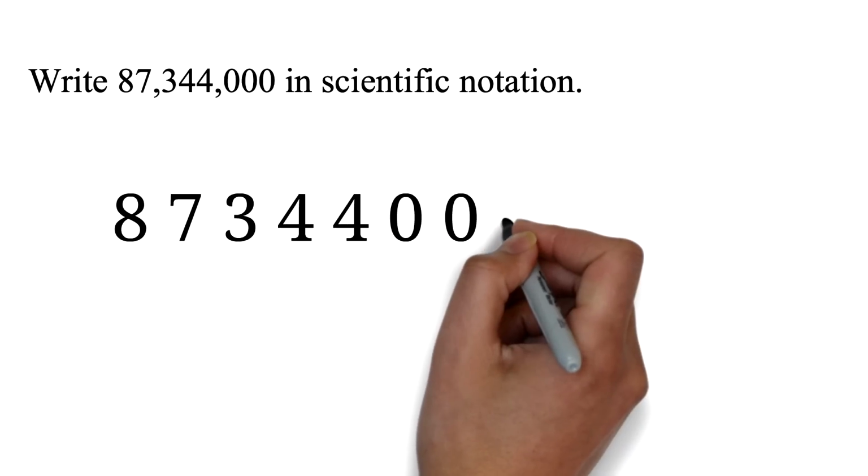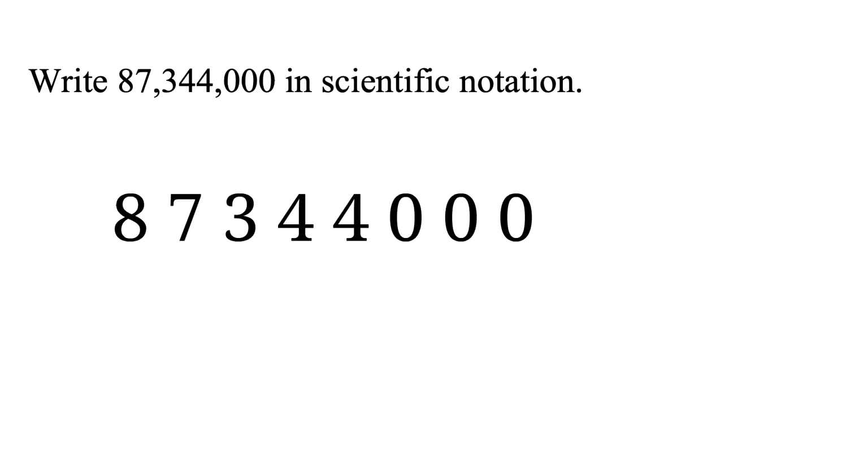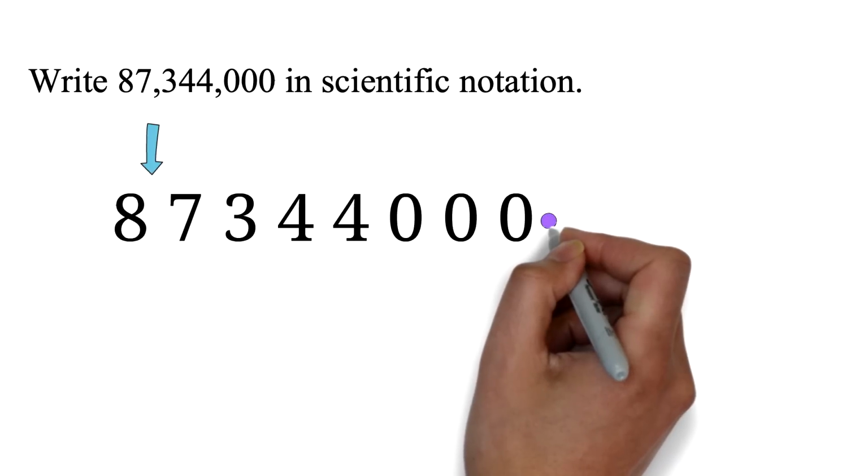Write 87,344,000 in scientific notation. To have a scientific notation, we want to move the decimal point behind the first non-zero digit. In this case, it will be behind the 8. When you have a whole number or a number without a decimal point, the decimal point is behind. We have our decimal point here.